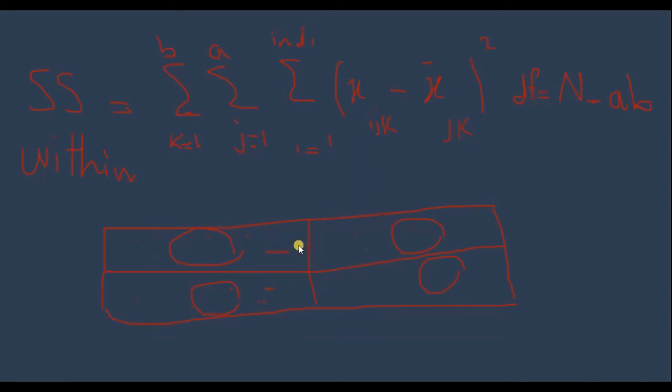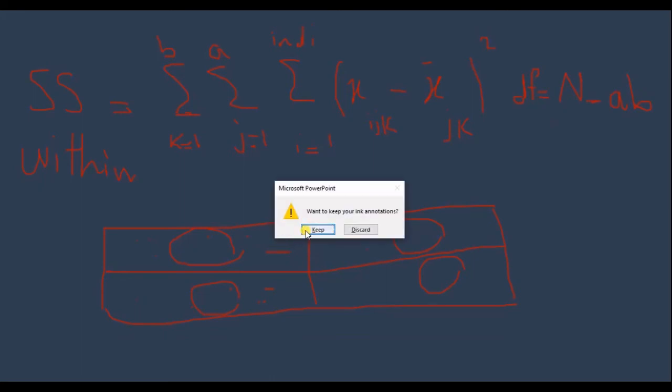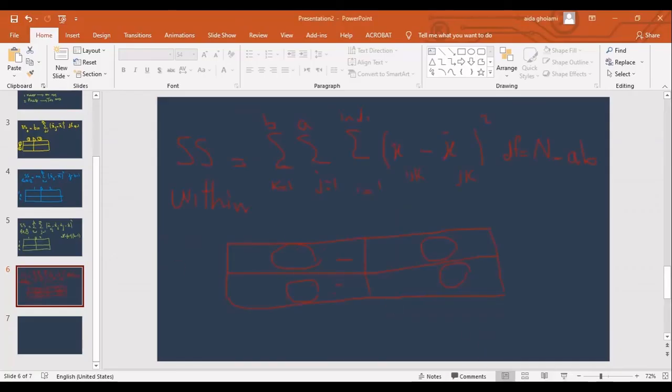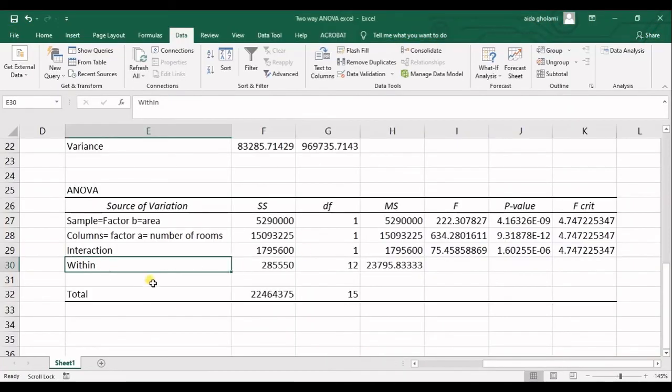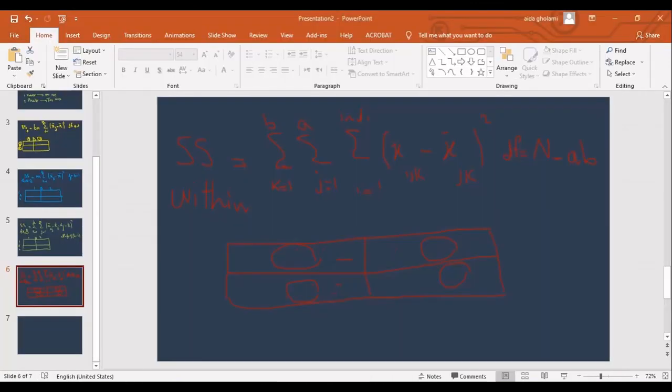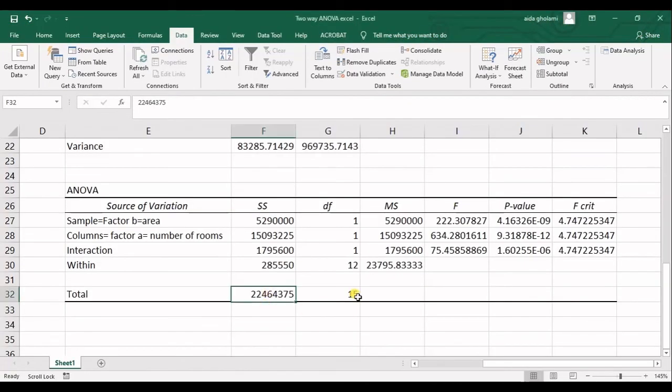So that was for within, and then the total sum of the squares is so much similar to within sum of the squares, and the difference is that in here, instead of x bar jk, we have the whole x bar, so we have the average of all individuals. Okay, so then the degree of freedom is n minus 1 for the total sum of the squares.